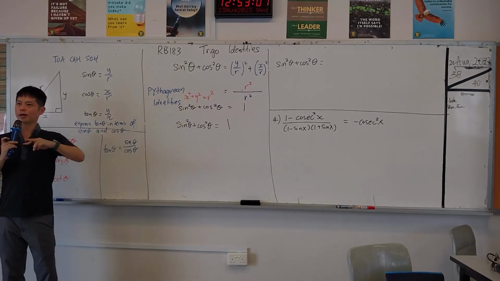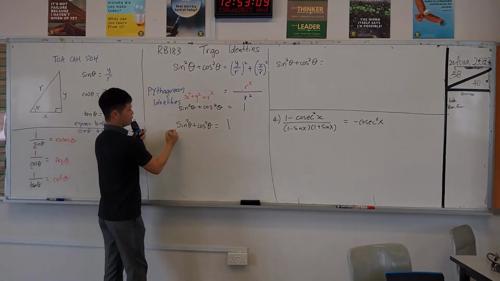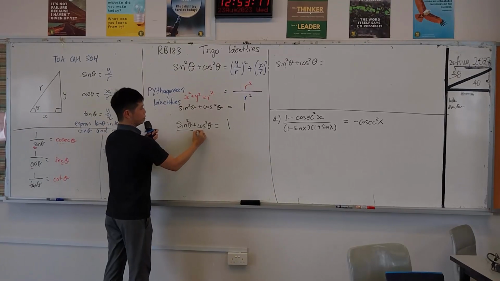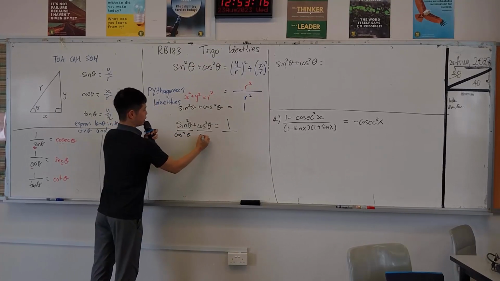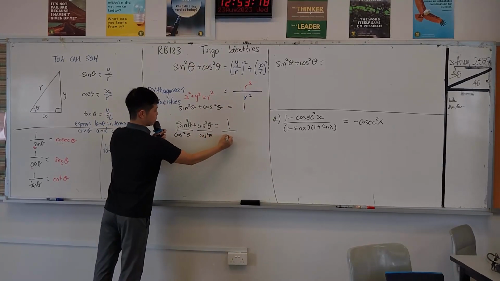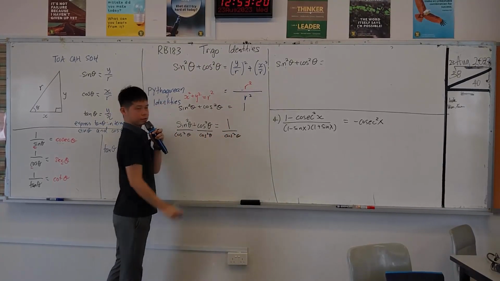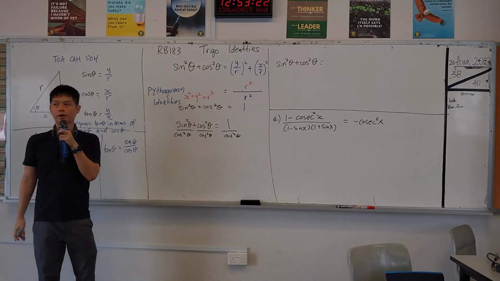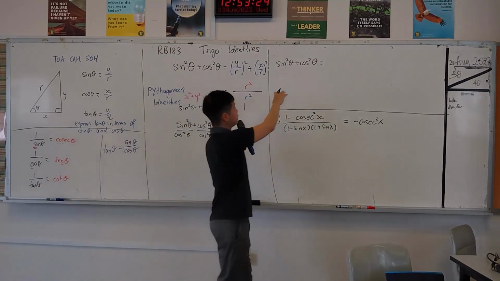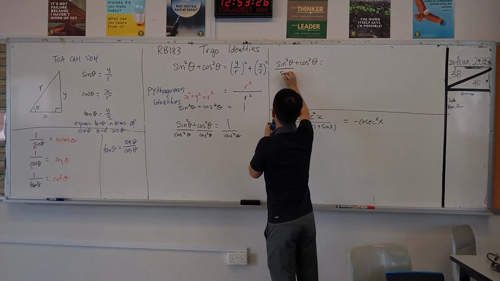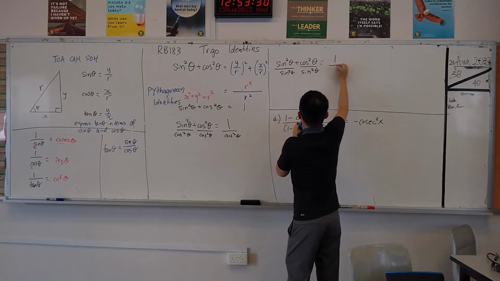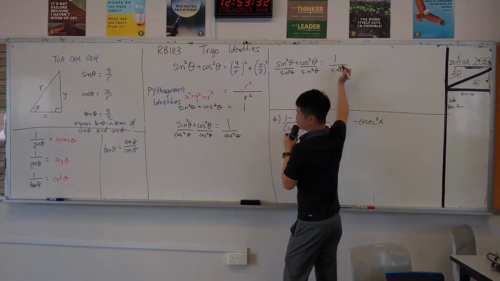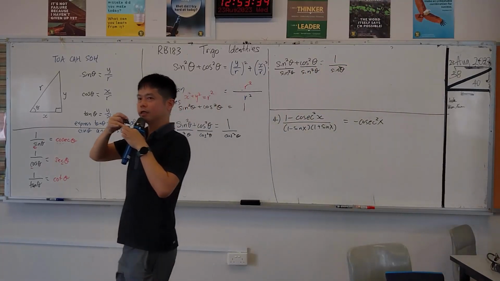Now, we are going to derive 2 more. So what you need to do is divide every term by cosine squared theta, and then simplify it for us. The next one, the last one, divide everything by sine squared theta, and you will derive your own second and third identity.